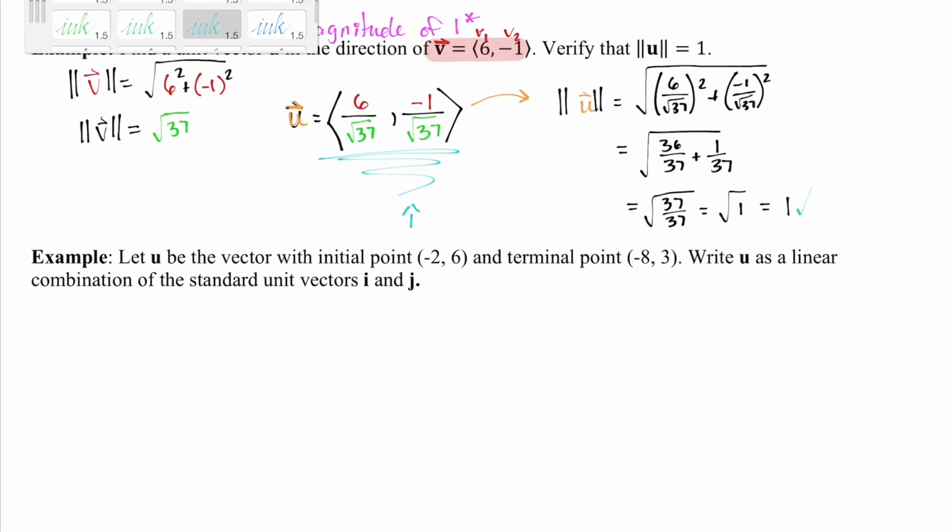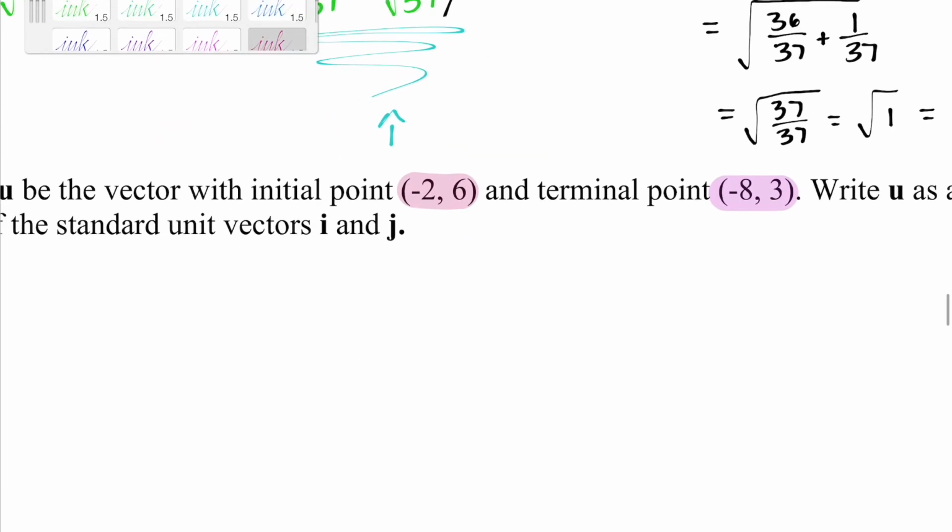There's the component form, which is inside the brackets. I'm going to first find the component form inside my pointy brackets, if I have a starting point at (-2, 6) and a terminal point at (-8, 3). And then I'm going to show you what the standard unit vector is. I know it sounds like, oh my gosh, another thing, but I promise you it's super simple. For this first bit, I'm just finding the component form. That means I'm finding the distance between the x's and the distance between the y's.